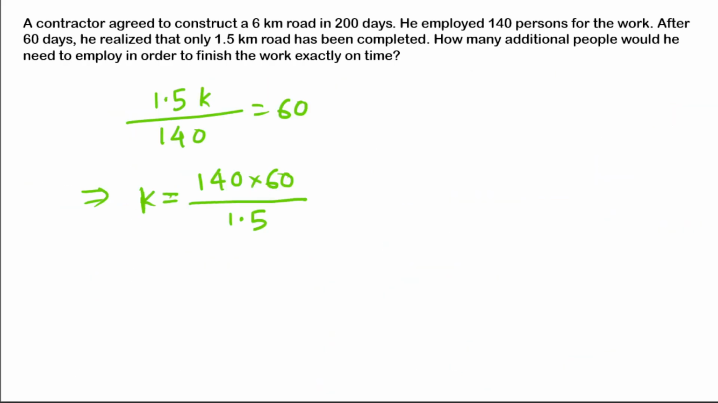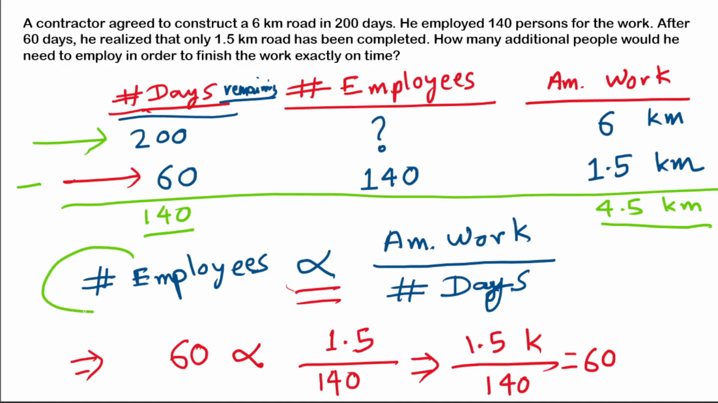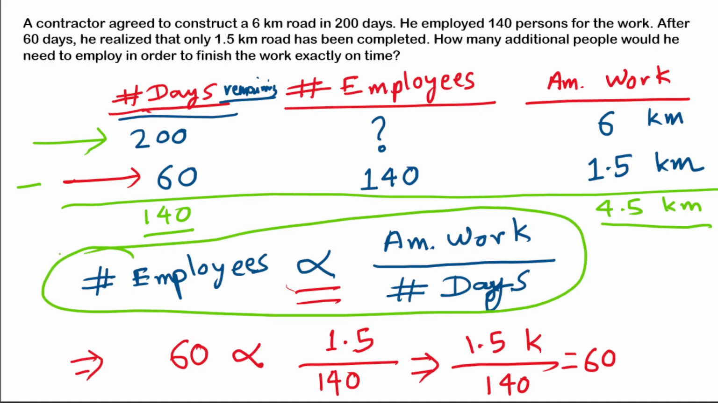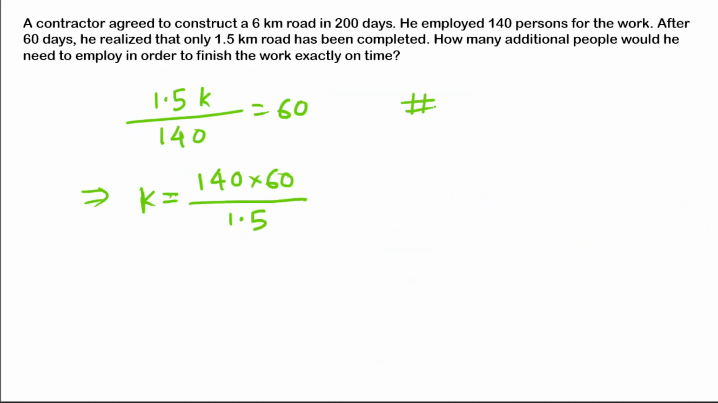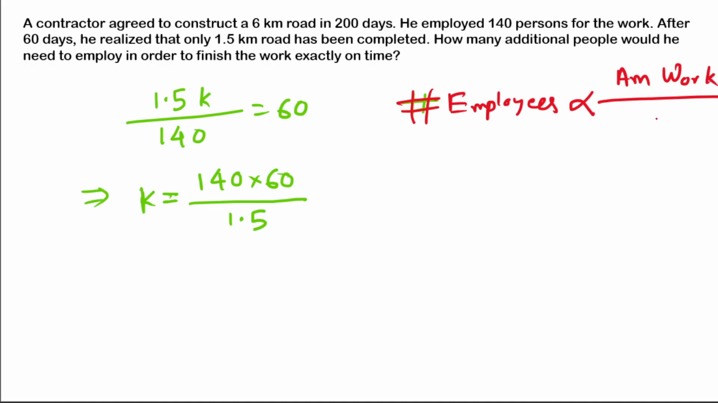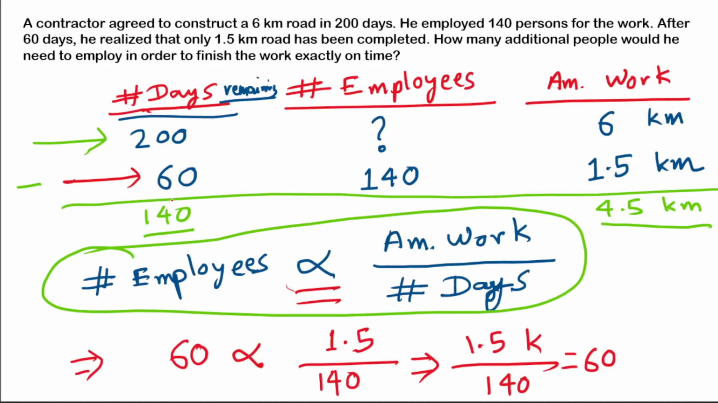So again we are revisiting this formula. Let me write it again. So the number of employees is proportional to the amount of work by the number of days. Now what is the number of days remaining? You can see here the number of days remaining is 140, and this is the amount of work, 4.5 kilometer.